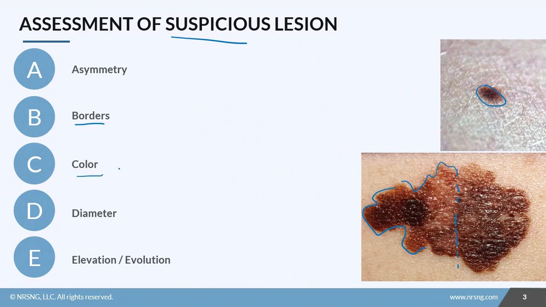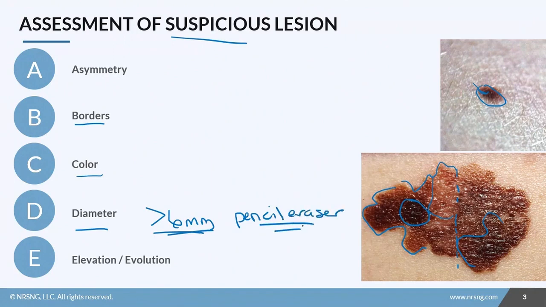C stands for color. The color is going to be inconsistent throughout the lesion. So you can see it's really dark here. It's more light here. It's darker again over here. It's an inconsistent color, whereas this is just basically one color throughout the whole mole. Then D stands for diameter. So usually we say anything over 6 millimeters is considered suspicious, which is about the size of a pencil eraser. I remember when I first learned this, I used to take pencil erasers and put them over top of all of my moles just to make sure I was okay. I just wanted to see the size and make sure that they weren't suspicious. So 6 millimeters, anything over that is considered suspicious.